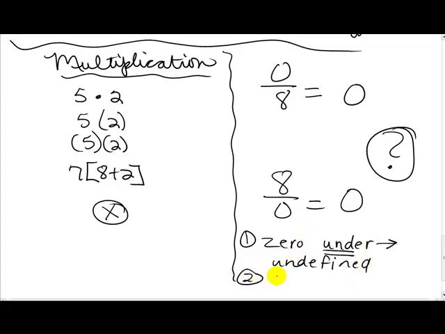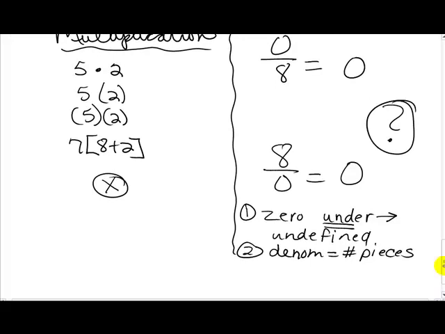Another one you can think of, the denominator equals the number of pieces. And so we can't have 0 pieces. Or another way is to think about checking division. So check division with multiplication. And I'll show you how that works.